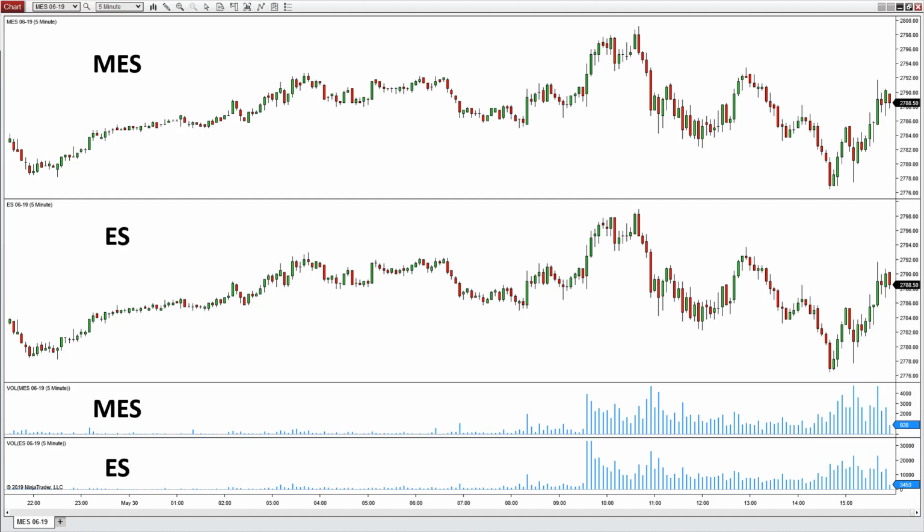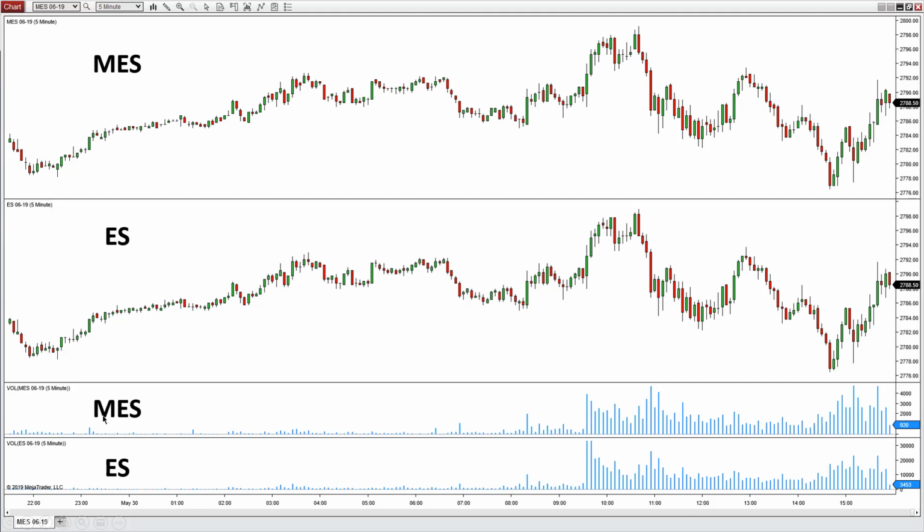So here at the top, we have the MES contract, and the ES contract on a 5-minute time frame just below that. And you can see as far as price movement goes, it moves pretty closely together. You can almost tell no difference here. A little bit changing here in the body, but for the most part, they trade pretty similarly.